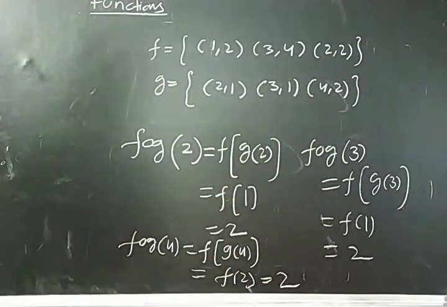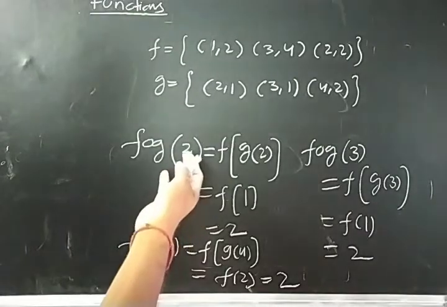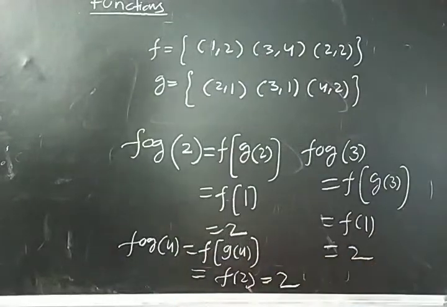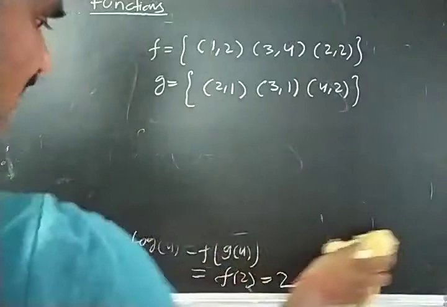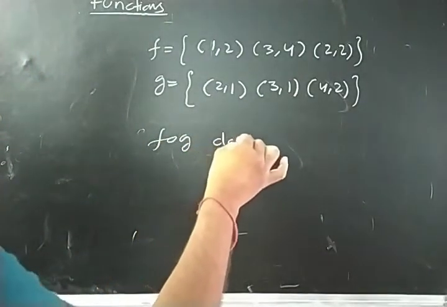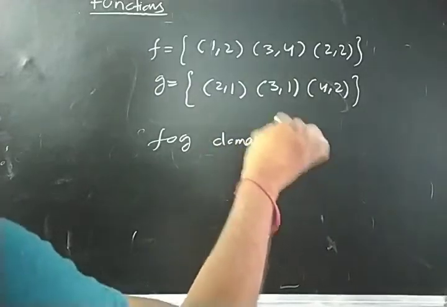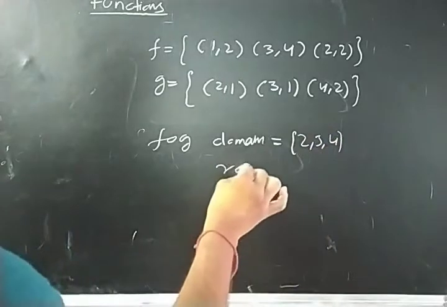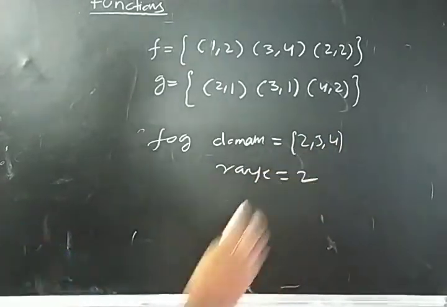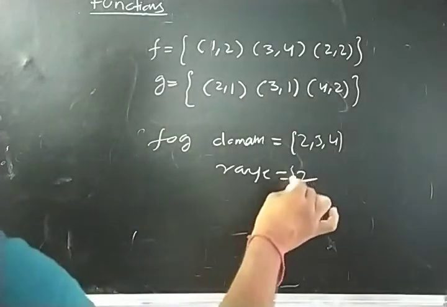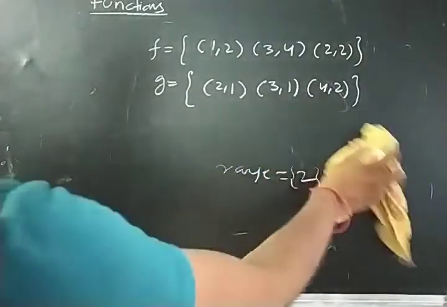Right. Now this is f circle g. The f circle g domain is 2, 3, 4, and the range is 2 alone. Here also 2, here also 2, here also 2. So the domain of f circle g is 2, 3, 4, and the range is only 2.